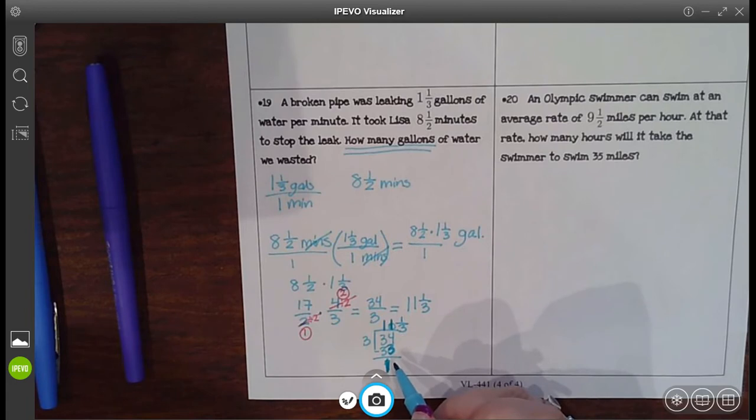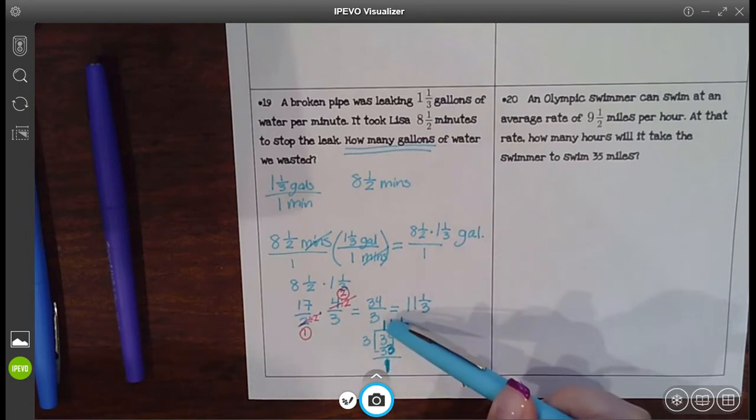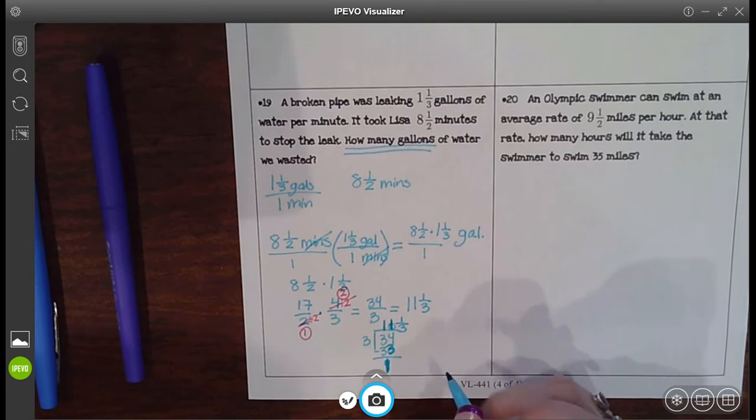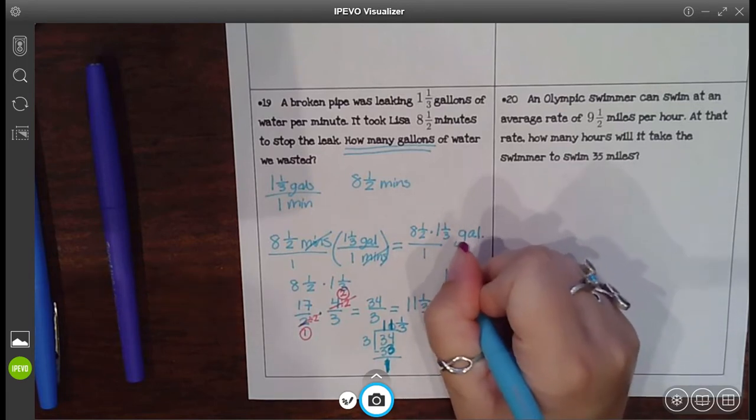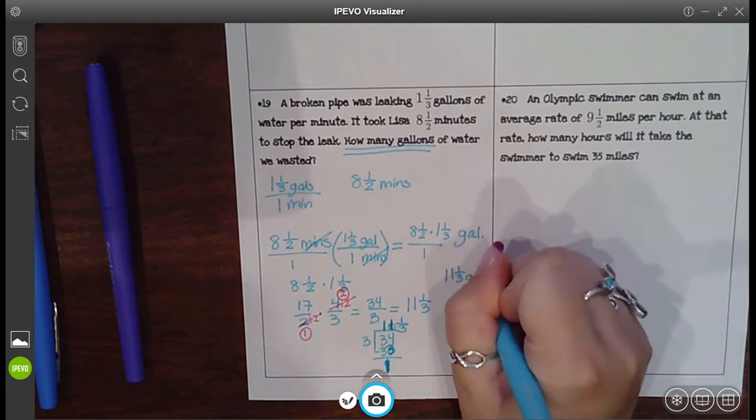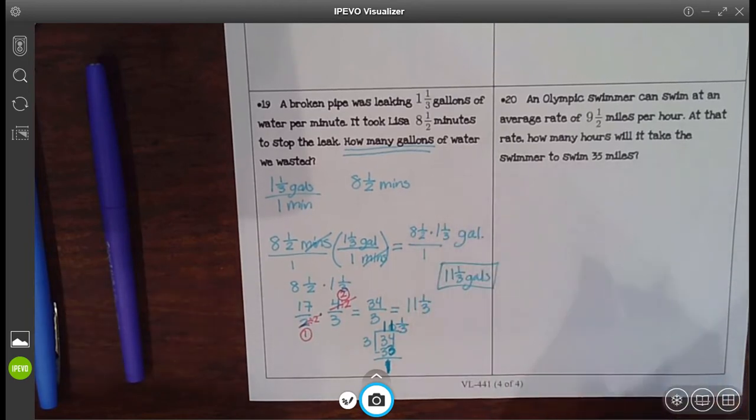And if that happens to you, for instance, remember how there was a 4 left over that first round that we did it? Please erase this and choose a bigger number to divide by. Okay, so now my final answer is 11 and 1/3, which means it's 11 and 1/3 gallons that was wasted.